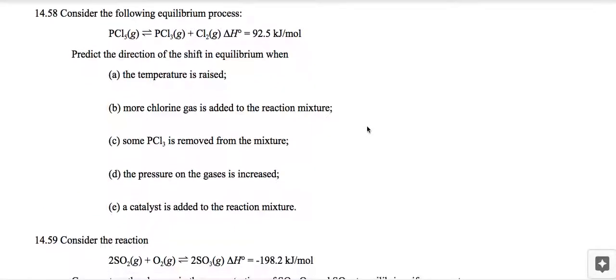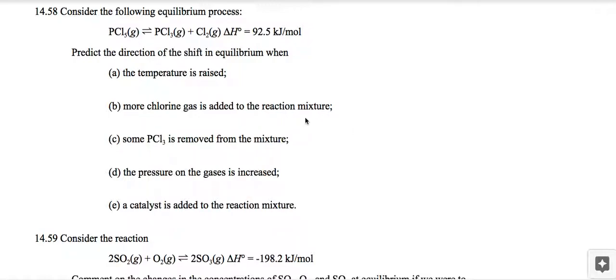58 and 59 are the same idea, so I'll talk through this one and then give the answers for the last one. Temperature is raised. Since it's a positive, we put heat over on this side. So if we add temperature, we're going to go towards the other side. We're increasing the reactant because heat is a reactant. More chlorine gas is added. There's the chlorine gas. It goes to the other side. Some of the PCl3 is removed.